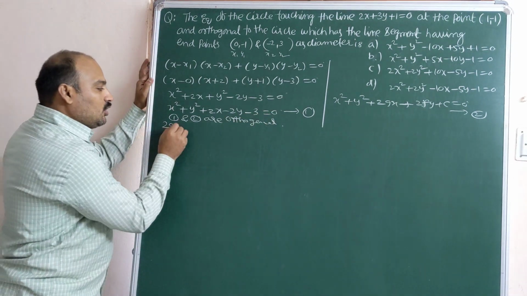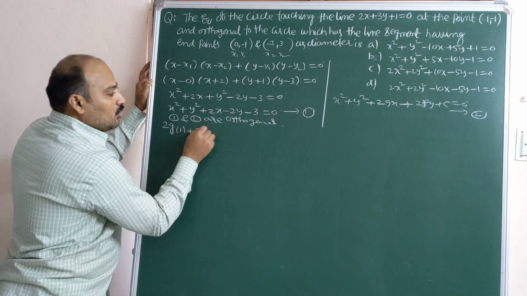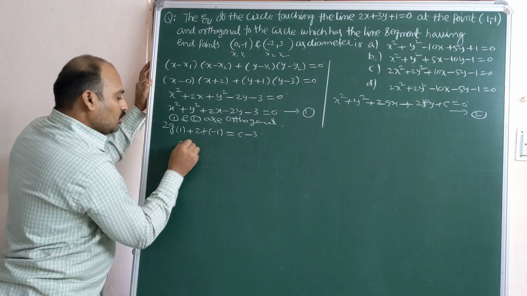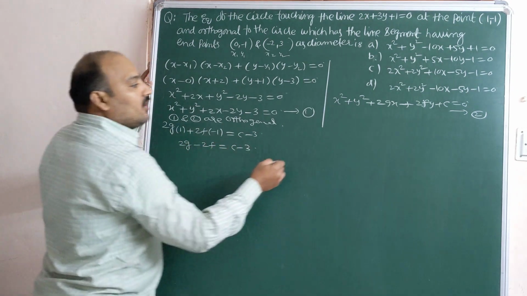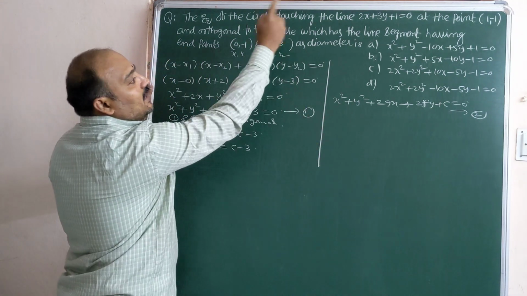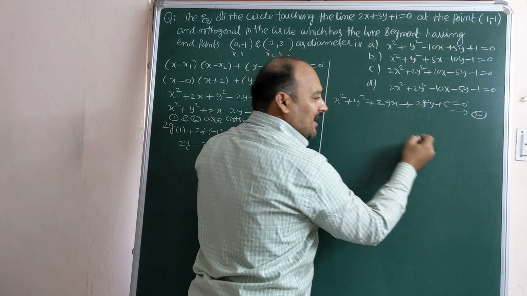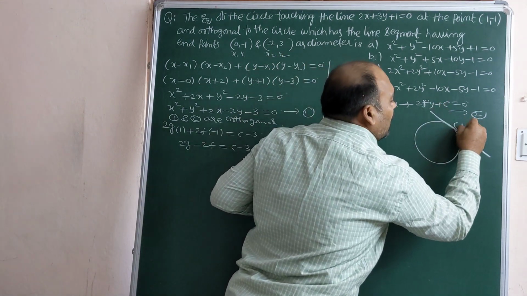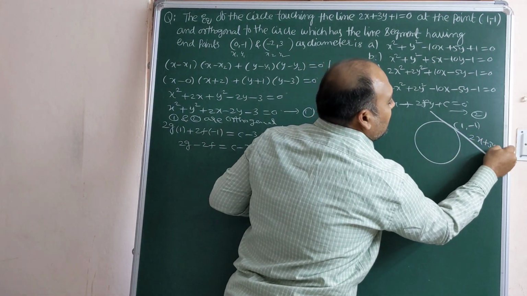Whenever it is orthogonal, 2g g dash value 1 here. 2f into minus 1, c minus 3. So 2g minus 2f equal to c minus 3. And one more condition, the circle touching this and passing through 1 comma minus 1. Suppose this is the required circle, passing through 1 comma minus 1 and touching this line 2x plus 3y plus 1 equal to 0.